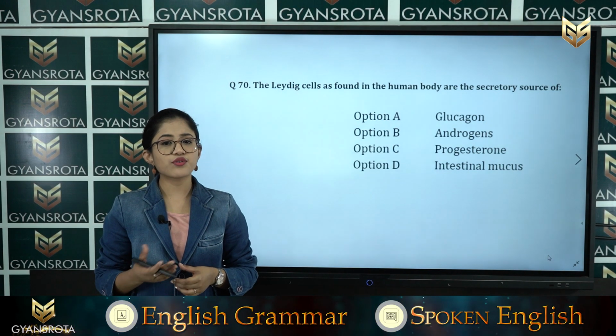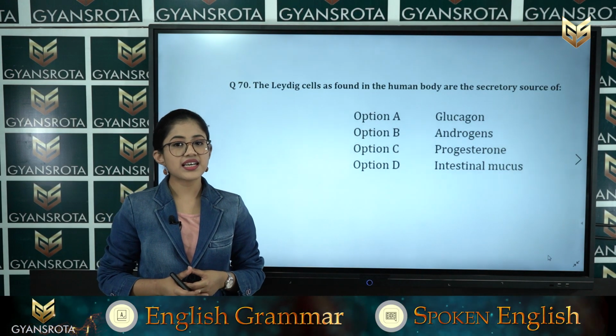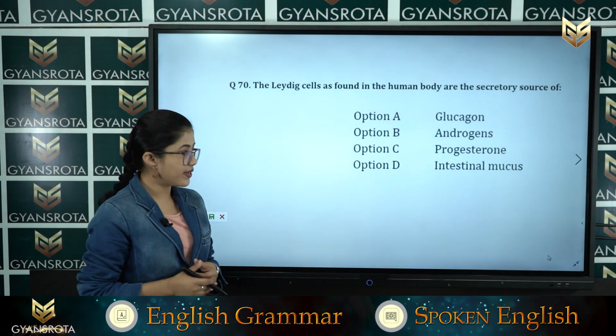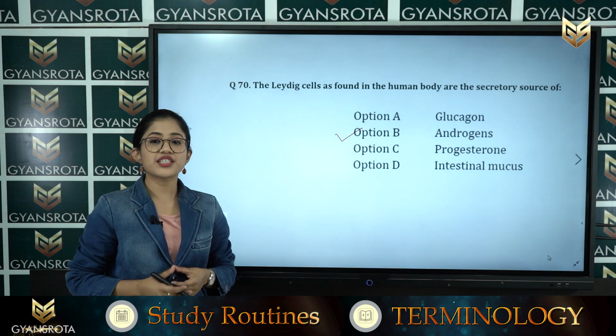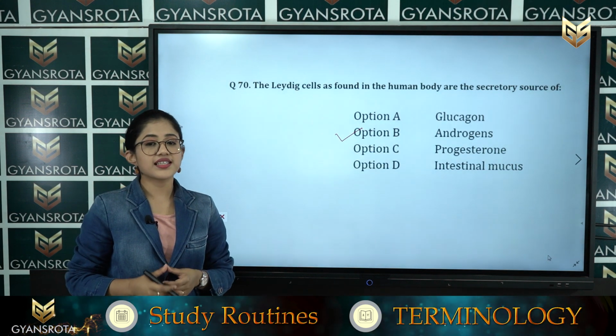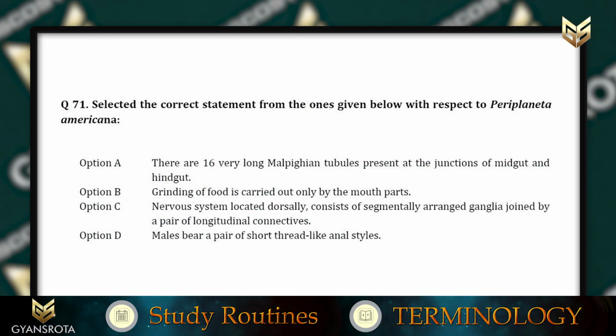Student, this is a very easy question. So, what is the correct answer? The correct answer is option number B, androgens. So, this is the correct answer for question number 70. Now, let us see the next question, that is question number 71.